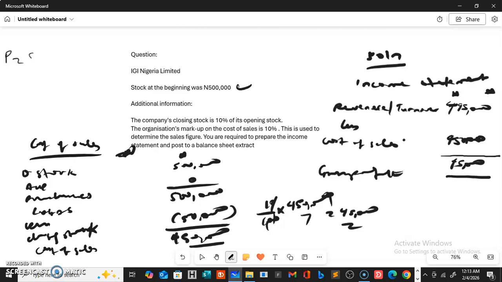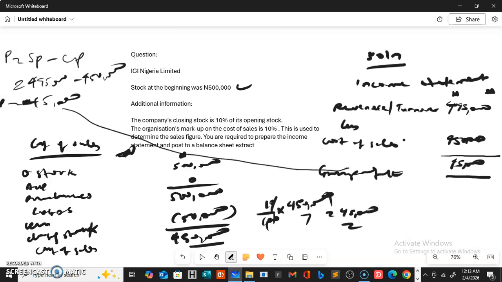It's just the same as saying profit equals selling price minus cost price. The sales in this question is 495,000, minus the cost price, that is cost of sale of 450,000. So our profit is 45,000 there, similar to what we have here. So this is how we're going to solve this question, and it's very easy and not as difficult as you think.